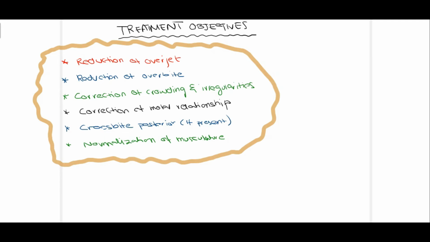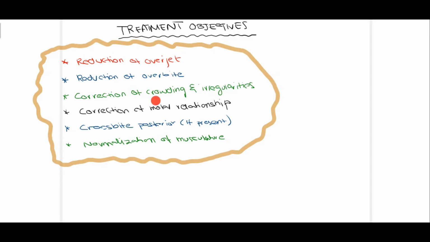Now, there are certain treatment objectives that we keep in mind when we are treating a patient. Firstly, we have to reduce the overjet, as we have discussed before, which leads to lip trap and also increased chances of trauma and avulsion of these teeth which are proclined. So we have to reduce the overjet. Sometimes there is also increased overbite, deep bite. So we have to also correct that because in most of the cases it leads to gingival trauma.